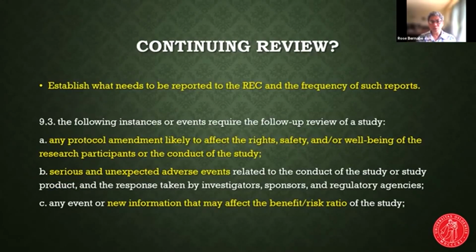So by continuing review, this could mean that every year or every several times, an ethics committee would re-review a study. But this has to be clearly established: why, when, and what needs to be reported to the Research Ethics Committee for the Ethics Committee to do the review. So a continuing review may happen if there are any protocol amendments that are likely to affect the rights, safety, and well-being of the research participants or the conduct of the study, if there are serious and unexpected adverse events, and if new information that may affect the benefit-risk ratio of the study comes up.